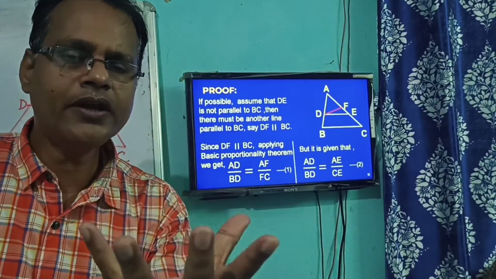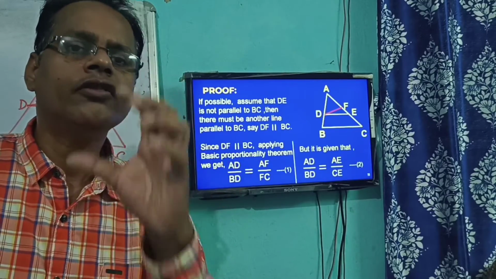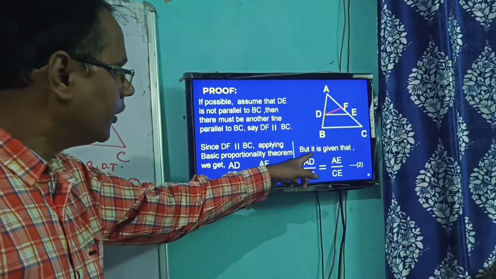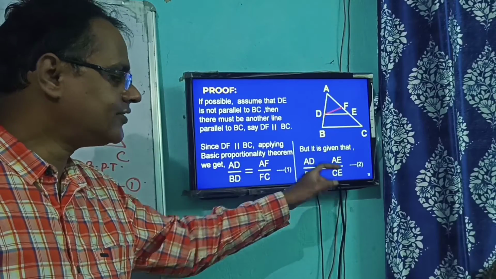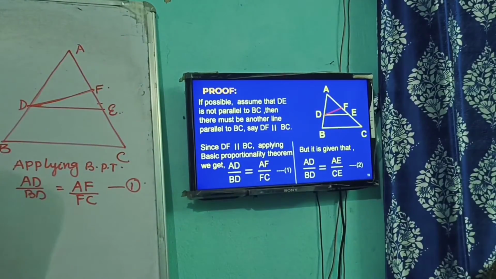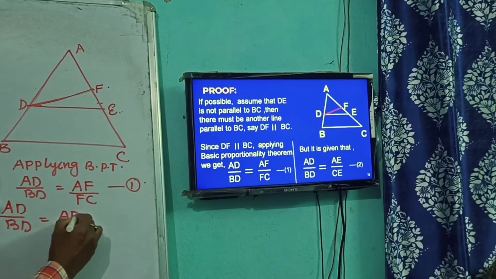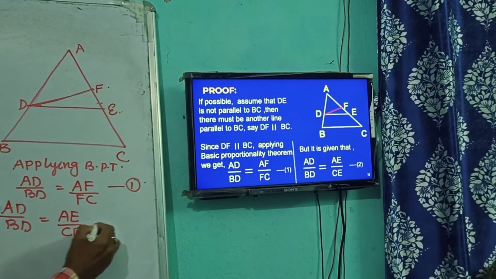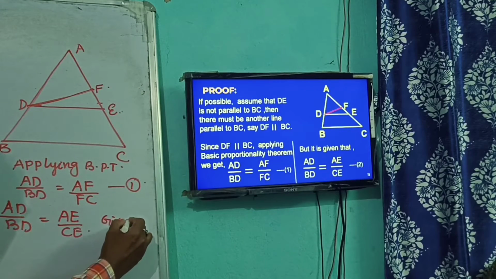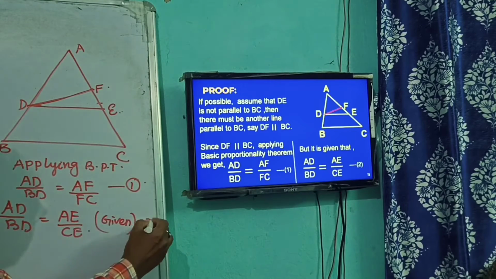But it is given to us in the theorem that AD by BD is equal to AE by CE. So I can write here, it is given that AD by BD is equal to AE by CE. It is given in the theorem. It will be equation 2.